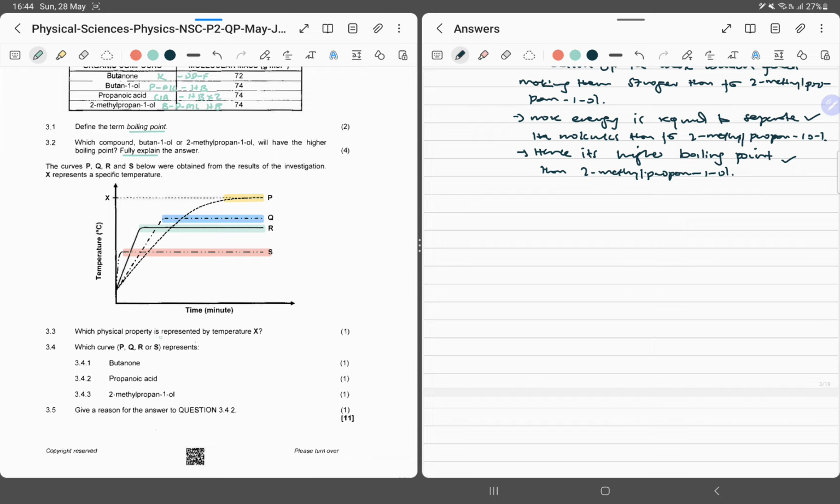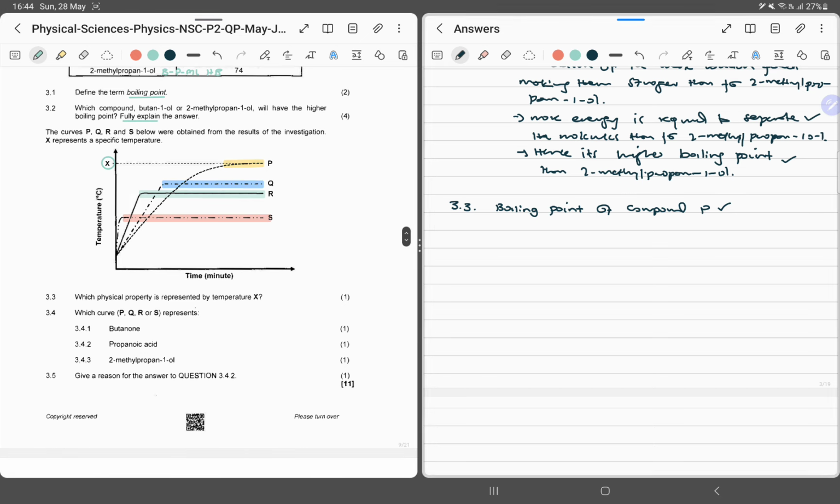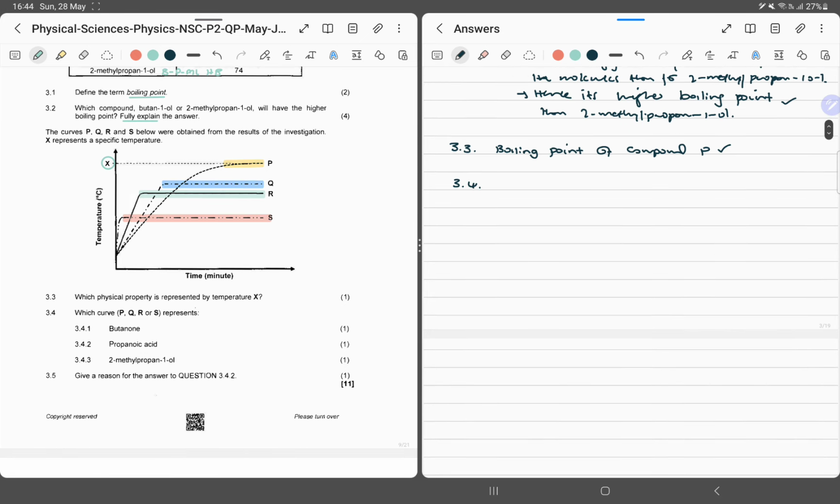Now it says, which physical property is represented by temperature X? That should be the boiling point of compound P because it's plateauing as well. So we're doing 3.3 actually. So we can say it's the boiling point of compound P. It's a specific one, so you have to mention that. It's not just for any other. Okay, 3.4. Okay, let's rush through this one.